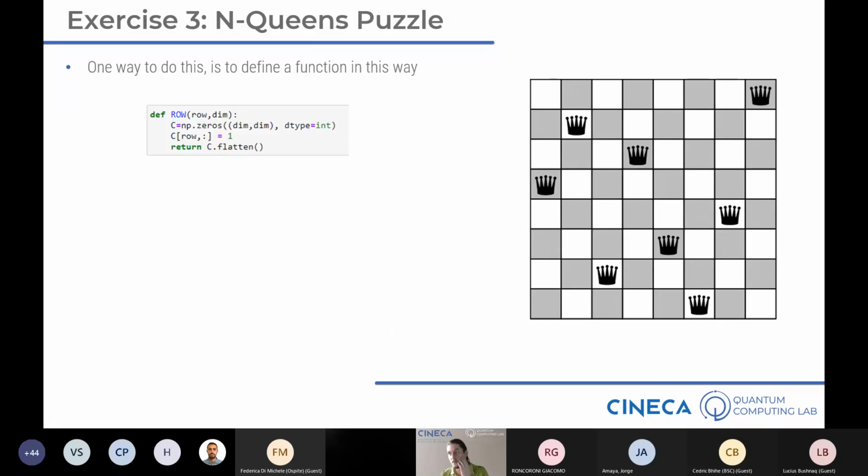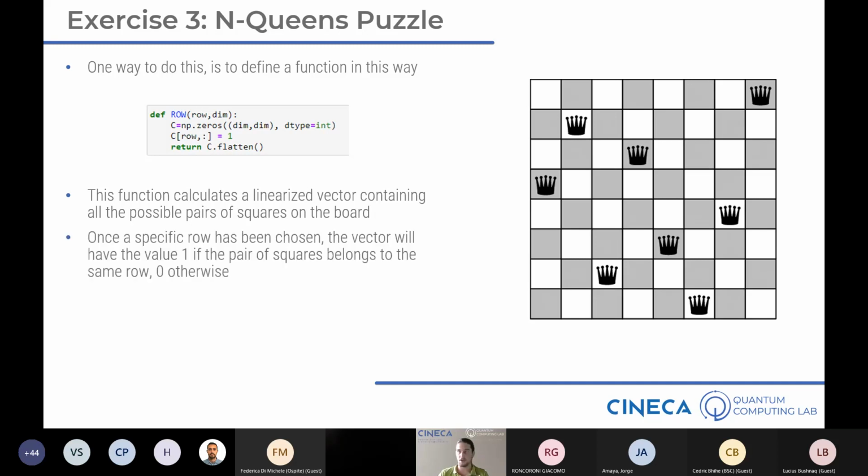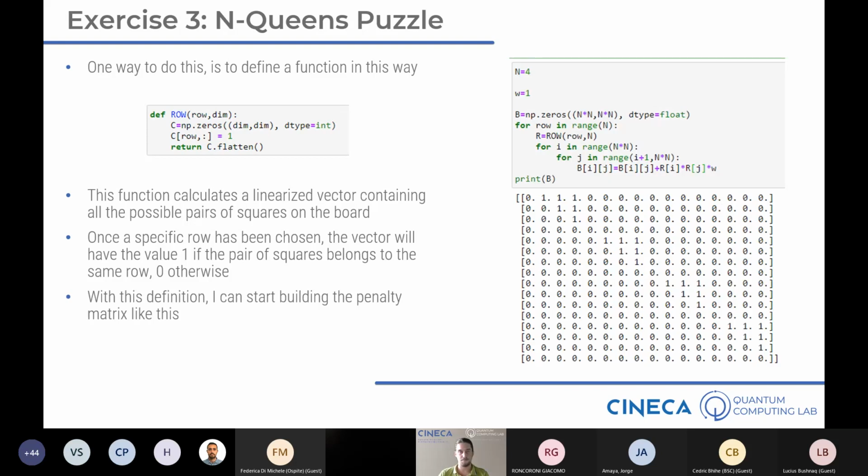How can I do that? For example, I can define a function in this way, that calculates a linearized vector containing all the possible pairs of squares in the board, in this example for the row part. So once a specific row has been chosen, the vector will have the value 1 if the two squares belong to the same row, 0 otherwise. Okay? So now I can start building my penalty matrix.